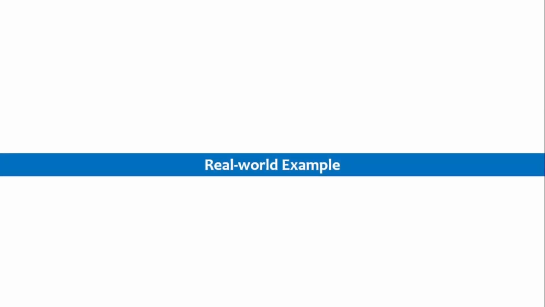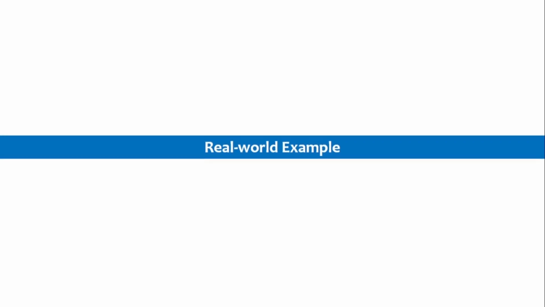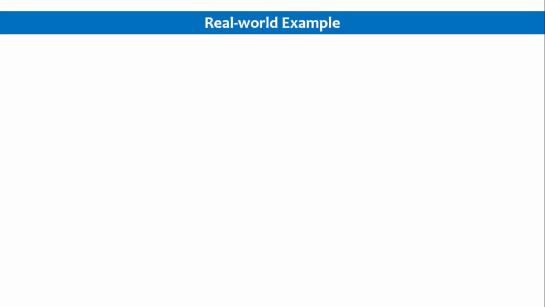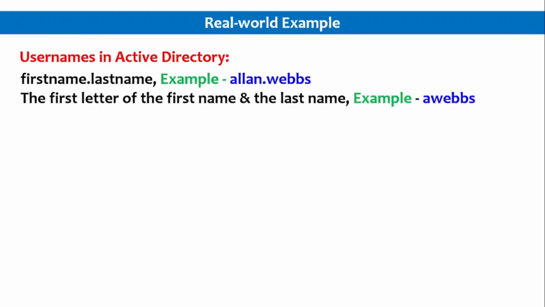So let's see some real world examples. Let's see usernames in our Active Directory. Some companies go for first name dot last name, example Alan dot Webs. Some organizations go with the first letter of the first name and the last name, example A Webs.